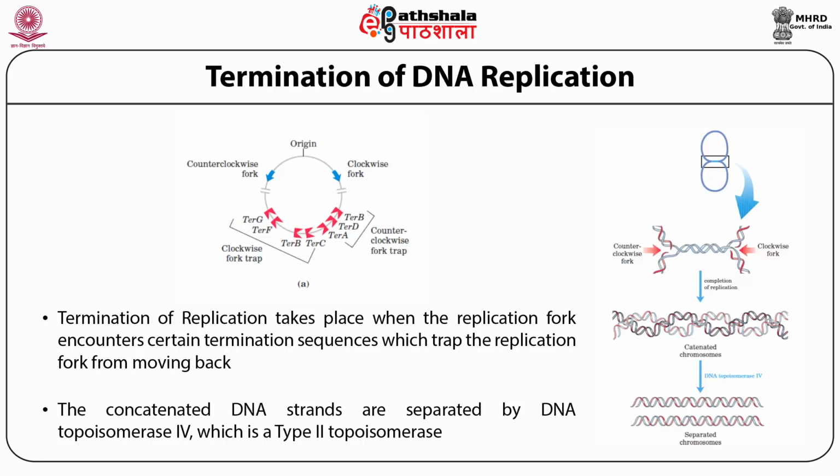Now, how does the replication actually terminate? The replication forks move beyond these terminator sequences, and once they encounter the other replication fork, it automatically stops. The replication forks stall and replication stops. Now, if you can see the figure on the right, you can see that at the end of replication, the DNA strands are usually concatenated. So, these are separated by an enzyme called DNA topoisomerase 4, which is a type 2 topoisomerase. So, it will cause double stranded breaks and then separate the chromosomes and then ligate them back together.